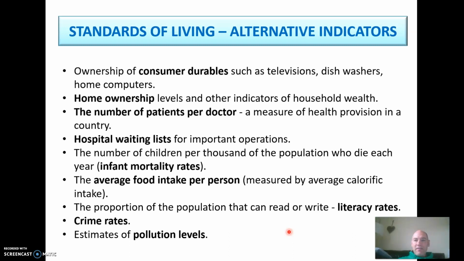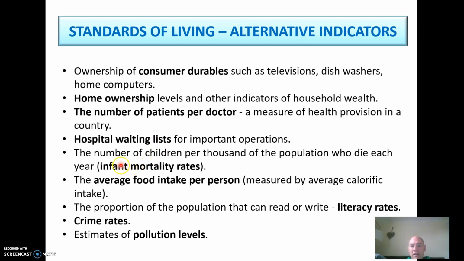In terms of standards of living and alternative indicators, let's run through this very quickly. Rather than taking GDP or GNI, real GNI per person adjusted for PPP, this cost of living difference between different countries, we can take alternative indicators into account. So what percentage of the population own different consumer durables such as TVs, levels of home ownership, the number of patients in a population per doctor, hospital waiting lists for important operations. All of these could be seen as an important indicator of the population standard of living.